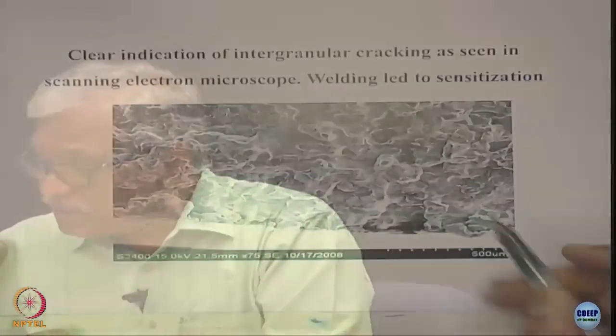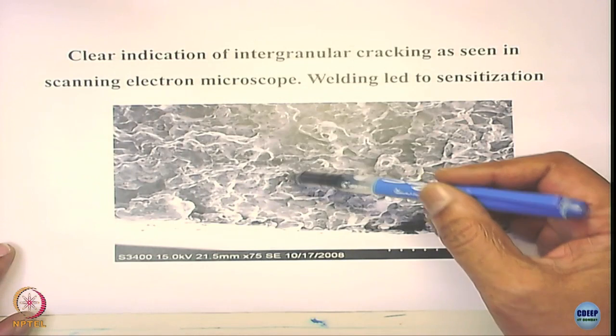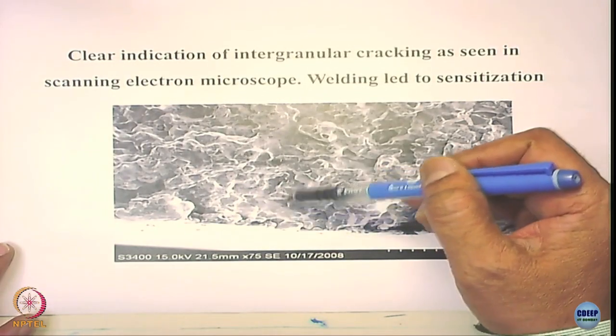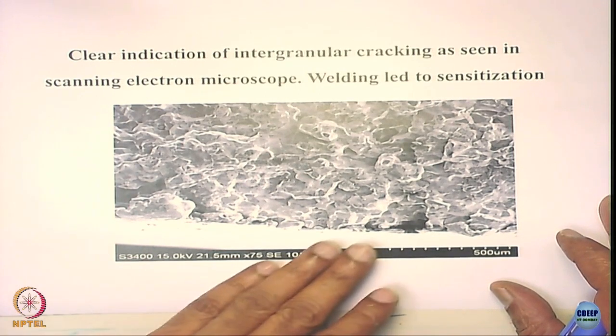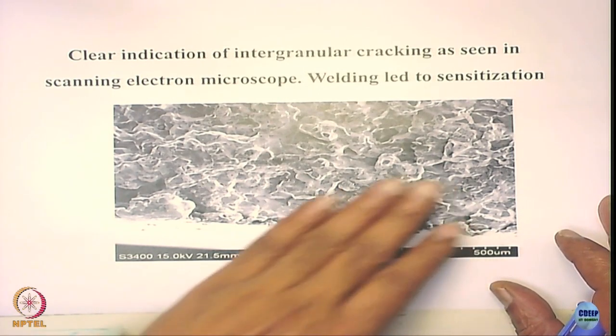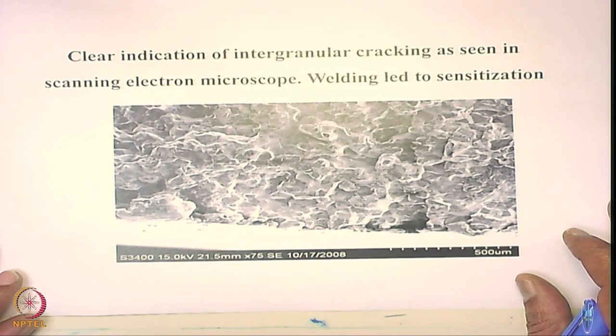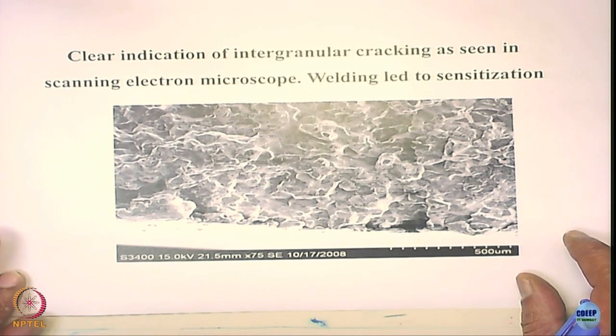So, the grain boundaries are relatively electrochemically active. I use the term electrochemically active because it can be anodic, and sometimes it can even be cathodic, which happens in the hydrogen embrittlement case. But if the preferential dissolution takes place here, and the grains are not deformed, you see a huge amount of intergranular cracking taking place.